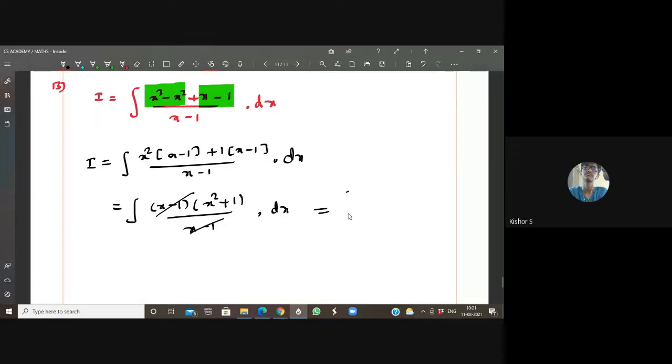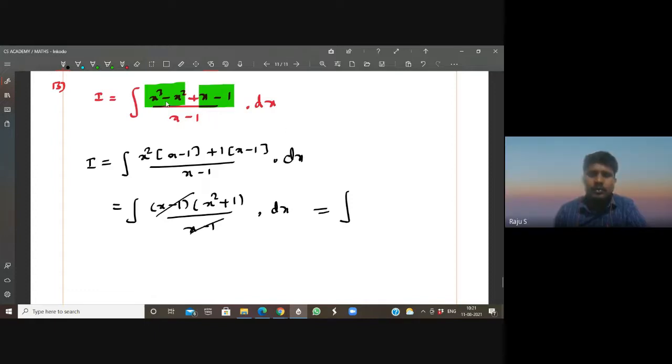Sir, actually, couldn't we split it into 2 terms and find the integral separately, then add? You want to split into 2 functions? Yeah, your wish.